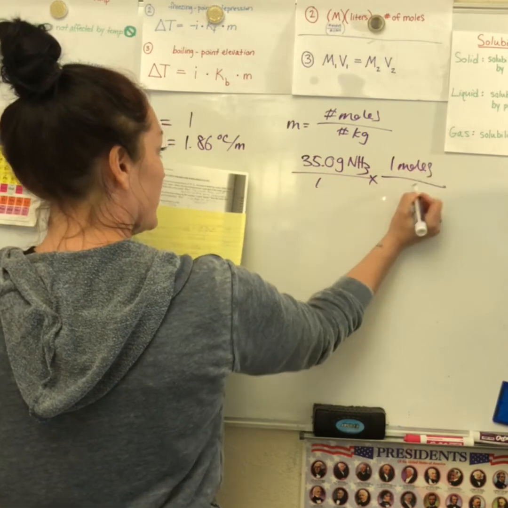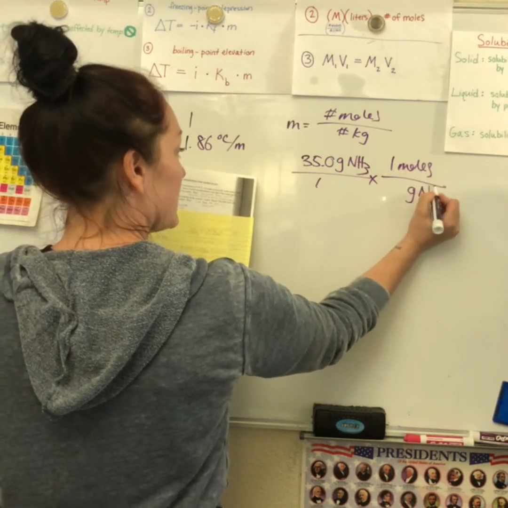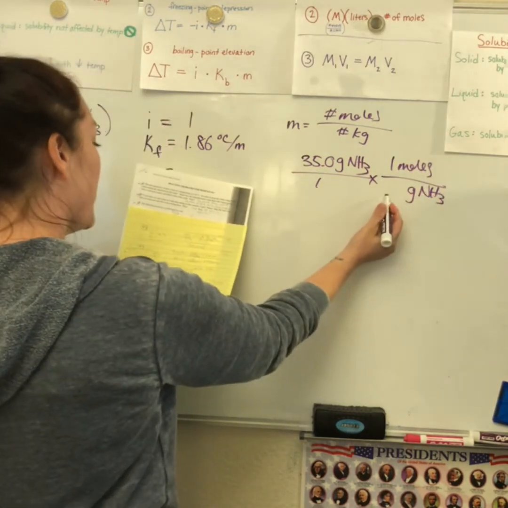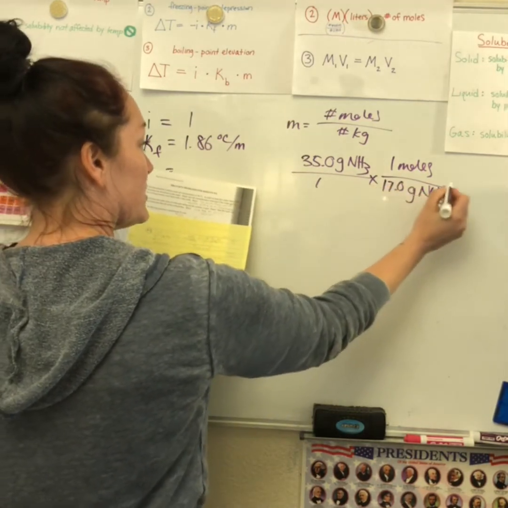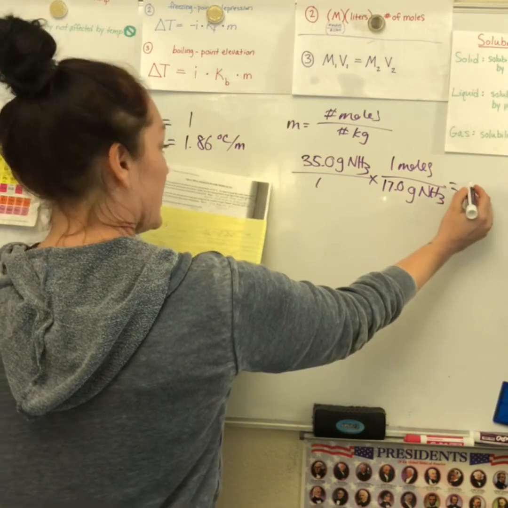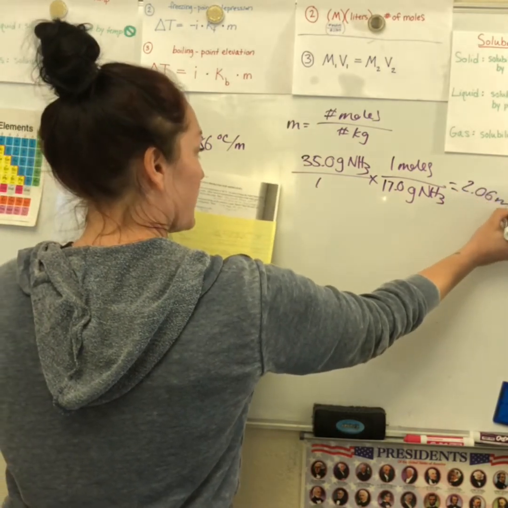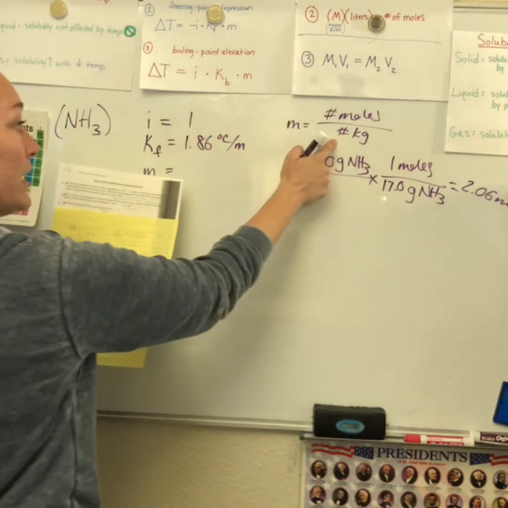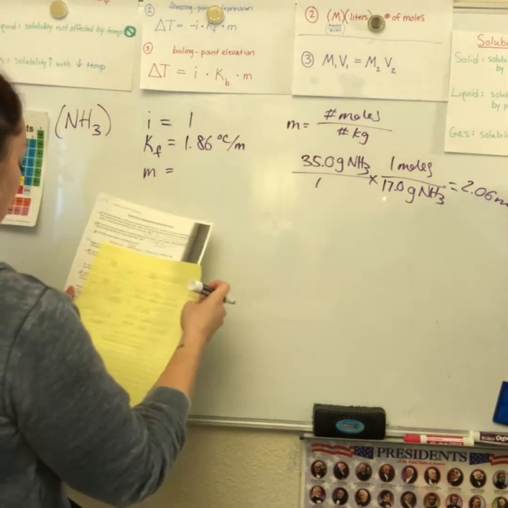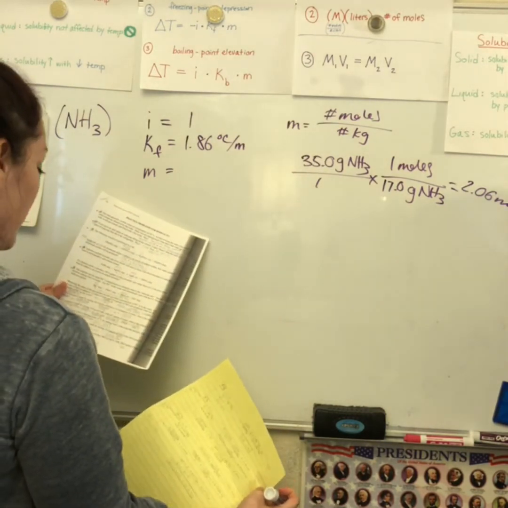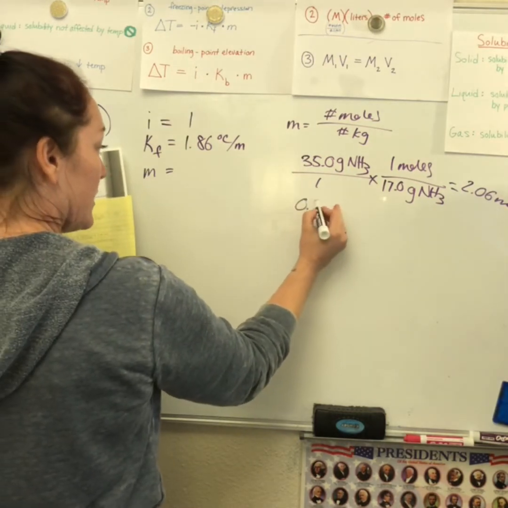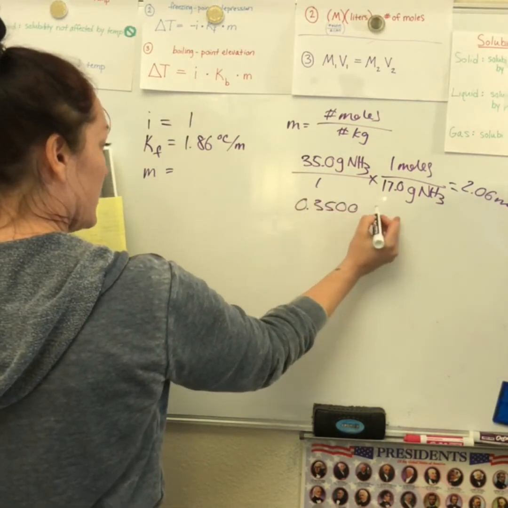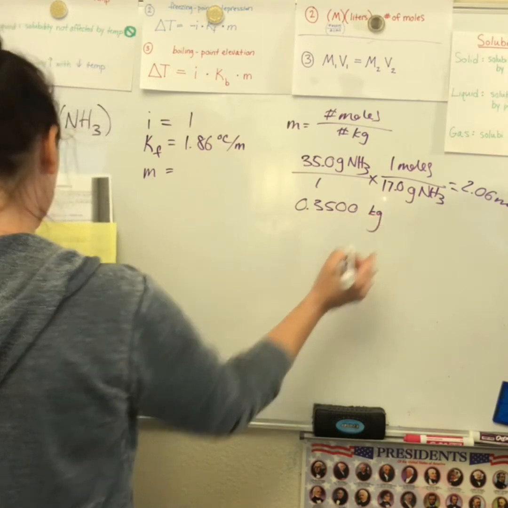1 mole, and I'm going to use grams. And I'm going to find my AMUs right here. So if I use my periodic table to do that, I'm going to find it's 17.0. So I am going to get 2.06 moles, okay? So that's going to be my top number. Now I need to find kilograms. They gave me grams, 350.0, so I know that's going to be kilograms right here.